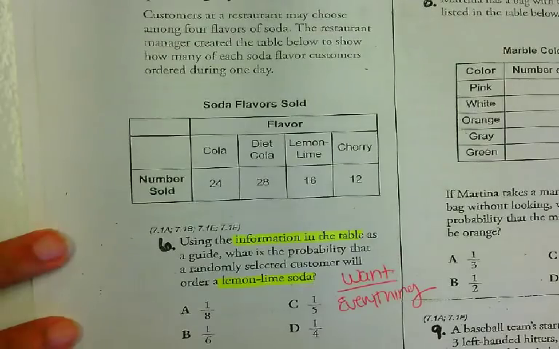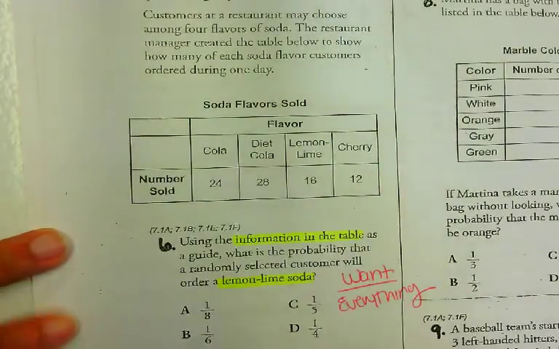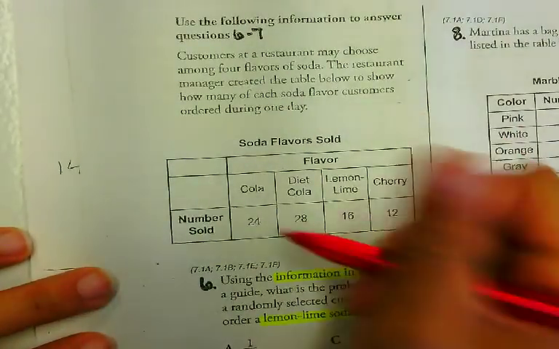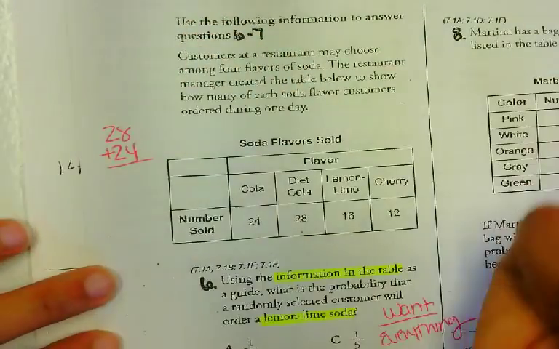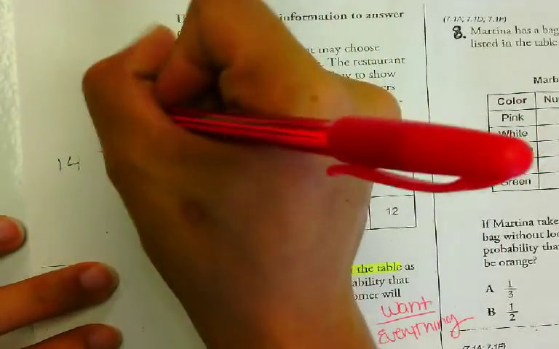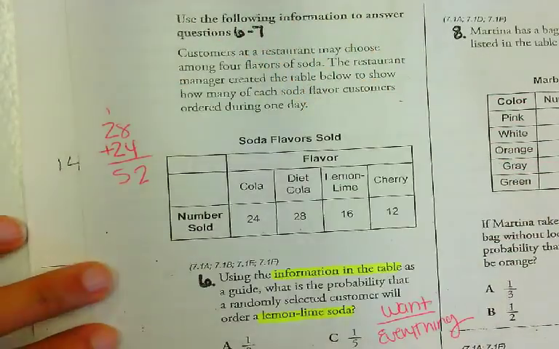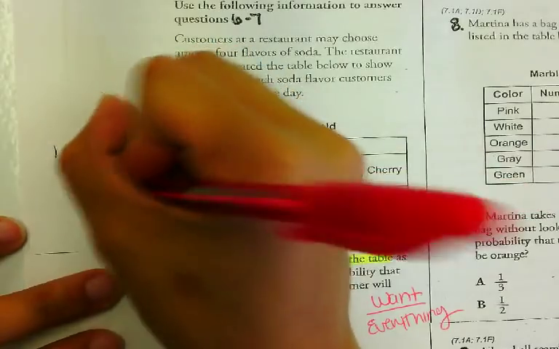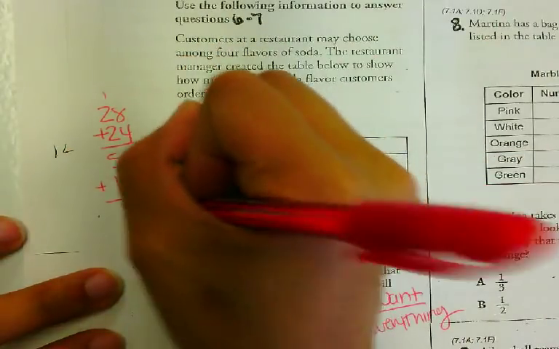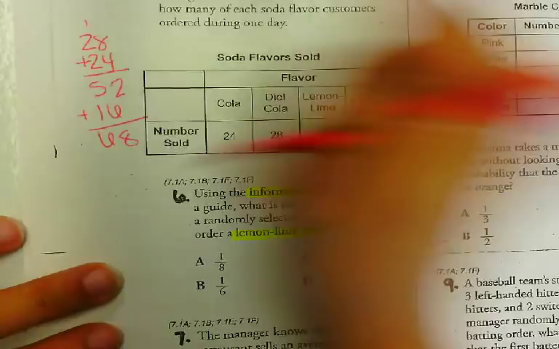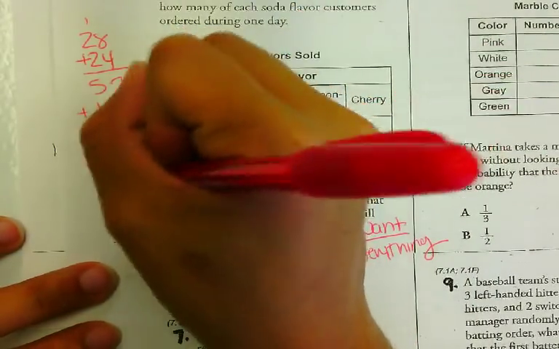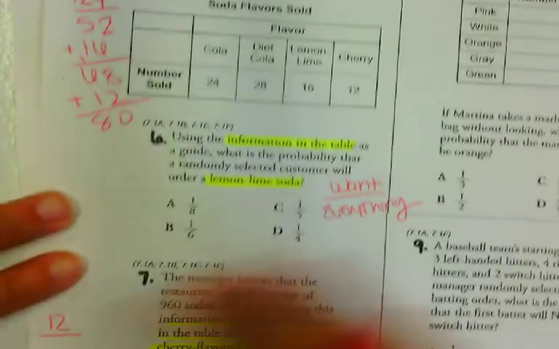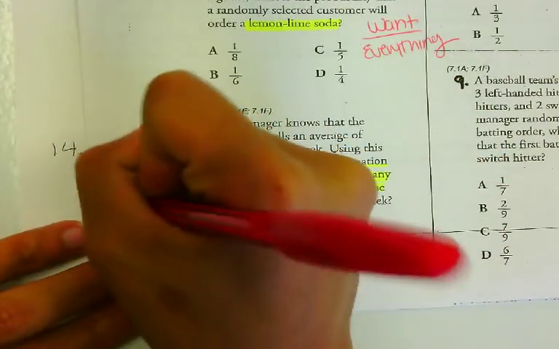So we're going to go up here. Well, there's 12 cherry. So I'm going to do 12 over the total of everything. So I'm going to come out here and add them. So we have 24 and 28. 4 and 8, we got 12 and then 5. Then we're going to add 16. 8, 6. And then we're going to add 12. 0 and then 8. So 80. So my total is 80.